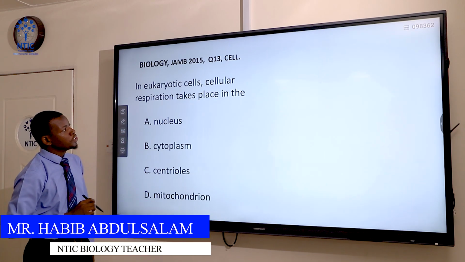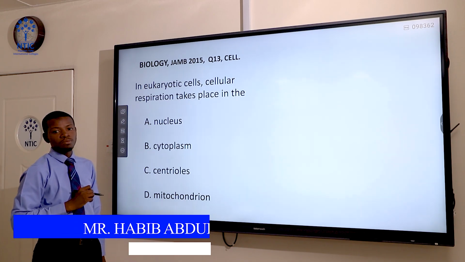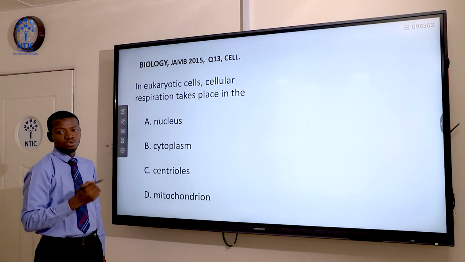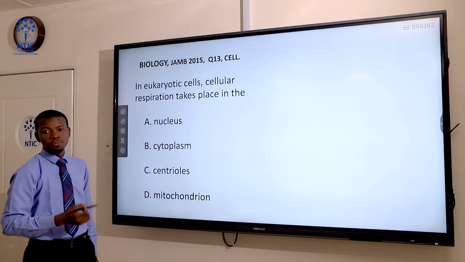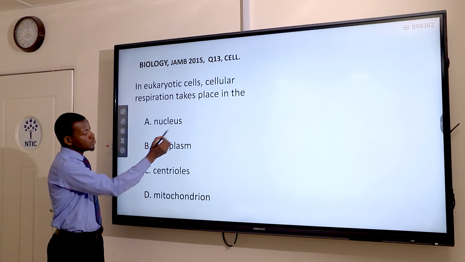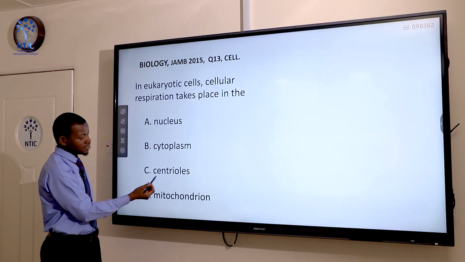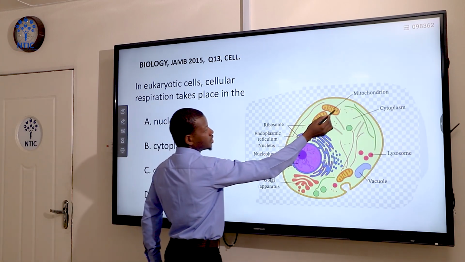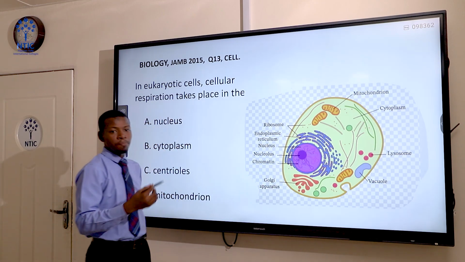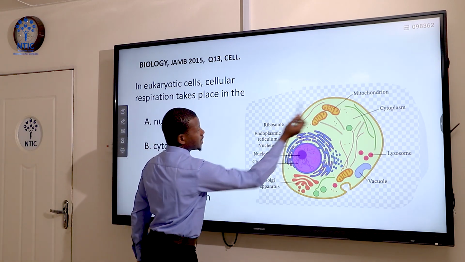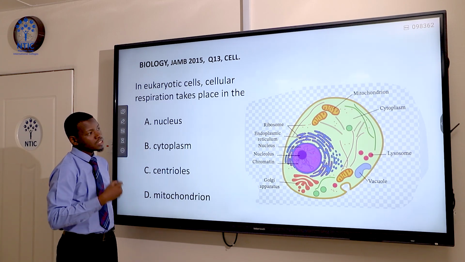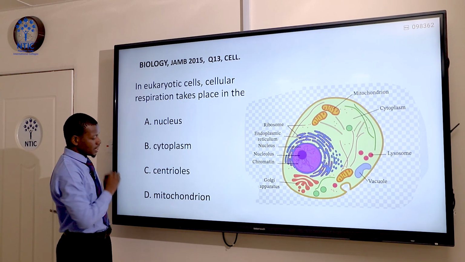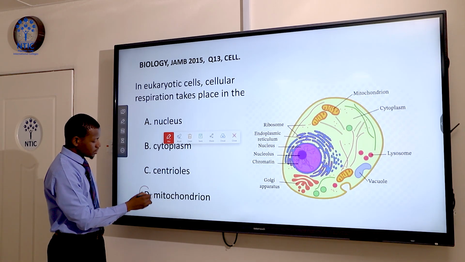Question 13. In eukaryotic cells, cellular respiration takes place in the... Cellular respiration is a key word here, and it is the breakdown of sugar molecules in the presence of oxygen to produce energy. Option A, nucleus, option B, cytoplasm, option C, centrioles, and option D, mitochondria. Cellular respiration takes place in the mitochondria, and mitochondria is the powerhouse of the cell. It makes energy. So if cellular respiration is a process that produces energy, then it should occur in mitochondria. So the correct answer here is mitochondria.